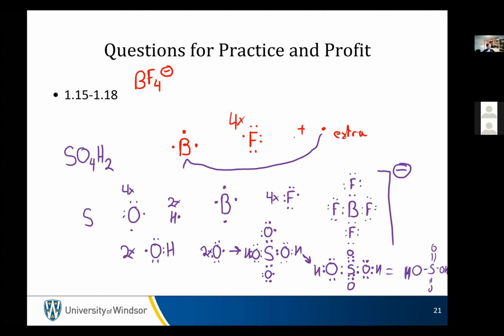Okay, so I got a question. Why double bond sulfur instead of bonding 2 oxygens? The problem is if you have the 2 oxygens bound together, I guess you could draw something like that.